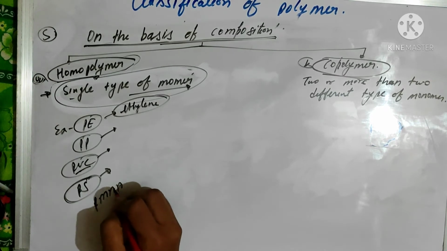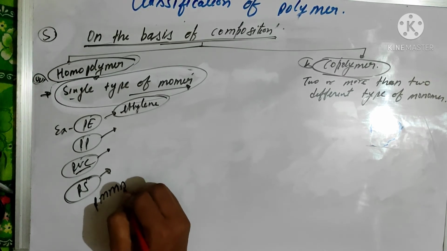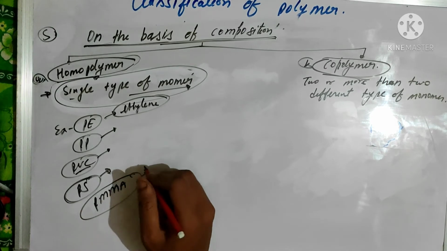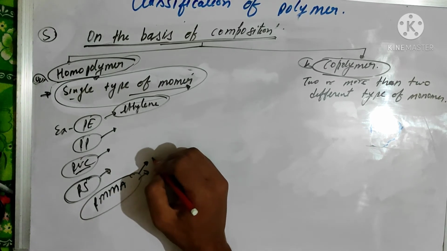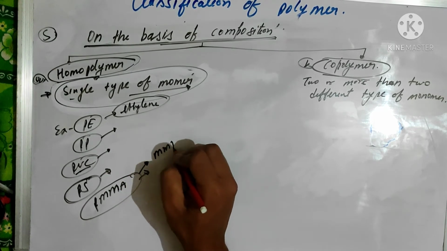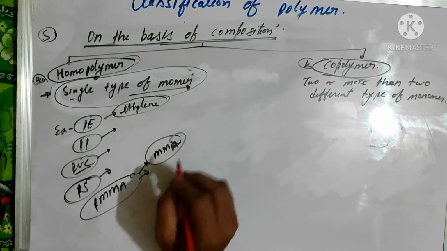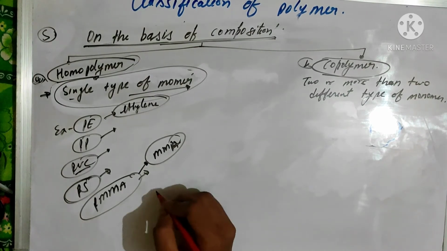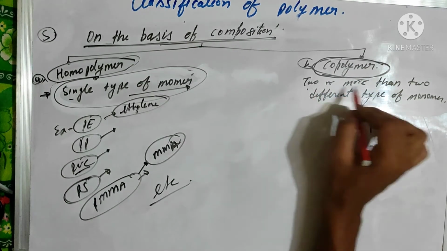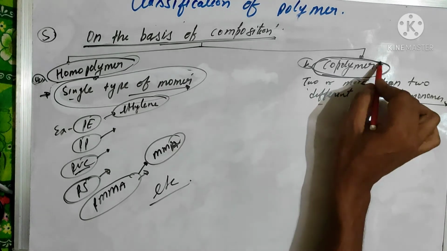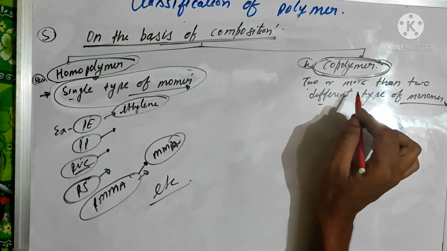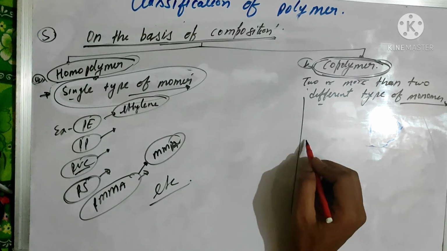Polymethyl methacrylate also comes under the homopolymer because its monomer is of only a single type, that is methyl methacrylate. The polymer in which two or more different types of monomer are used comes under the copolymer. Copolymer is further categorized into four types.